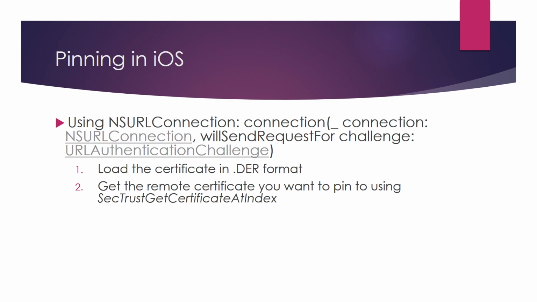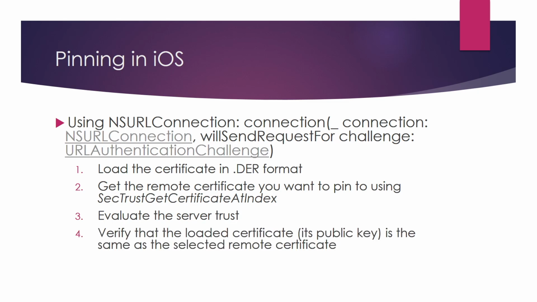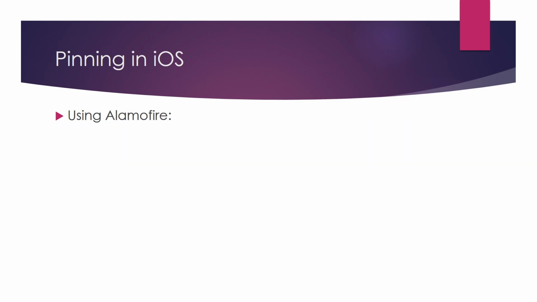You can't have chain pollution, so the certificates offered to you are cleaned up by the host operating system. So if any attacker starts to inject intermediate stuff that shouldn't hurt, in Android that's different, so don't make them copy your way, okay? That doesn't work, don't do it. Then you evaluate the server trust, as usual. Next step is verify that the loaded certificate or its public key is the same as the selected remote certificate, and you're done. There's many code examples that you can use, but way easier is to use libraries, obviously, because then you can't do this wrong.